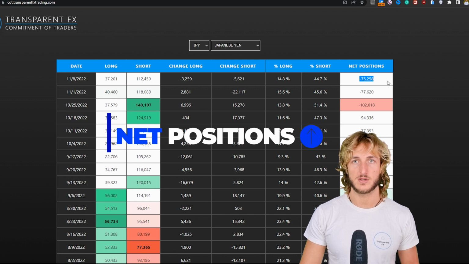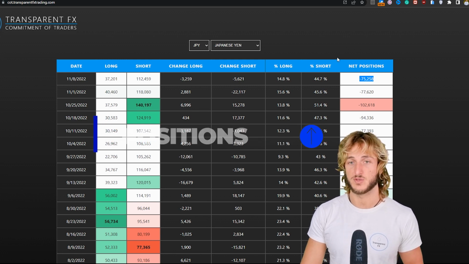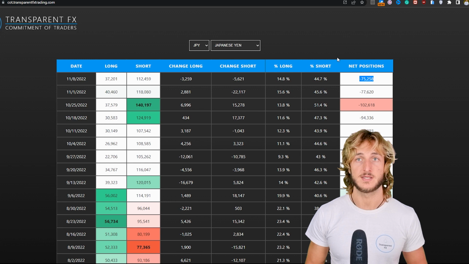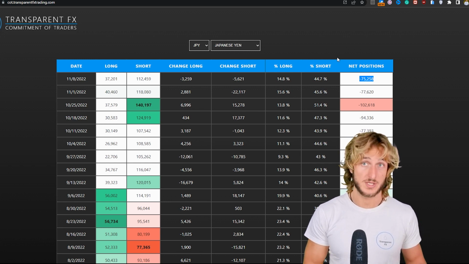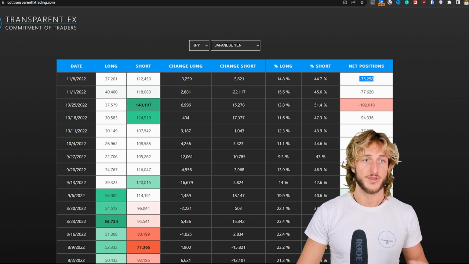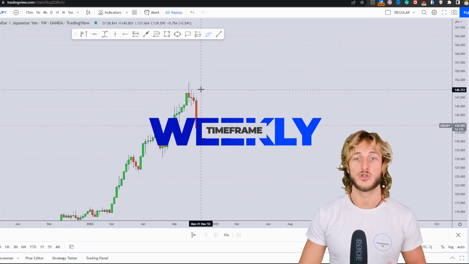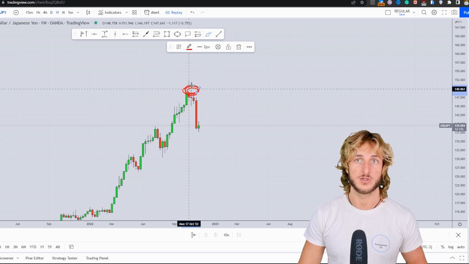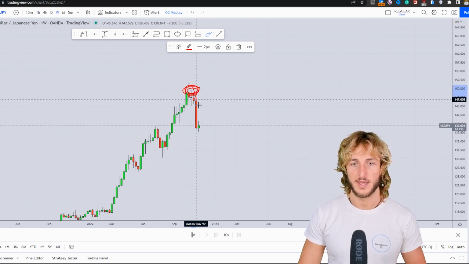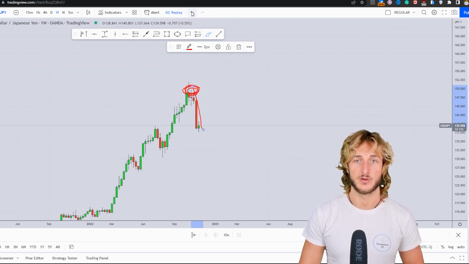Now, an increase in the net positions for the JPY means that the JPY is getting stronger, right? But if the JPY is getting stronger, USD JPY is getting weaker. So what this means is that institutions were adding shorts here and closing their longs on USD JPY. And in fact, that is exactly why the market reversed here.